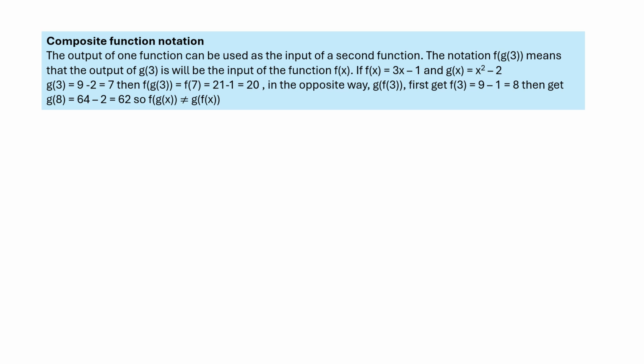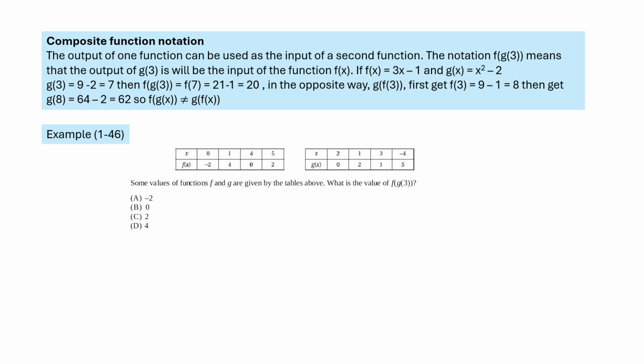In the opposite way, g of f of 3, first get f of 3 in this case, which is 8, then get g of 8, which is 62. This means f of g of x is not equal to g of f of x. Example 146.